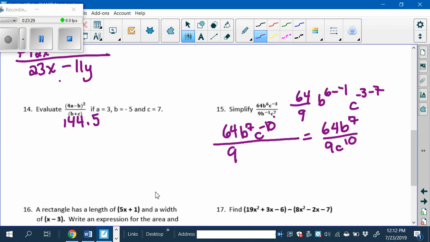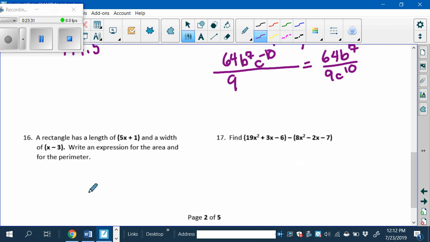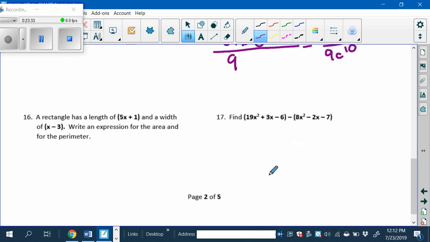Okay, now this one's almost directly from the final exam, so be very careful with this. A rectangle has a length of 5x plus 1 and a width of x minus 3. Write an expression for the area and the perimeter. So area is equal to length times width, and perimeter is 2 lengths plus 2 widths. Okay, so let's do the area first.